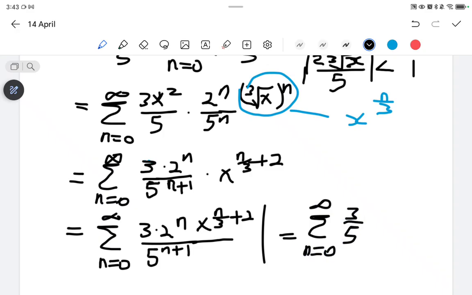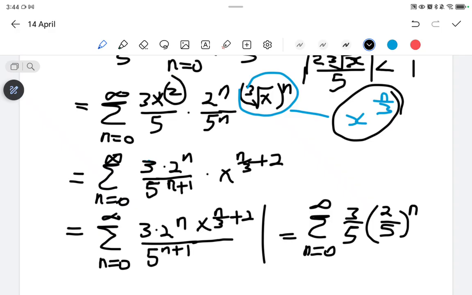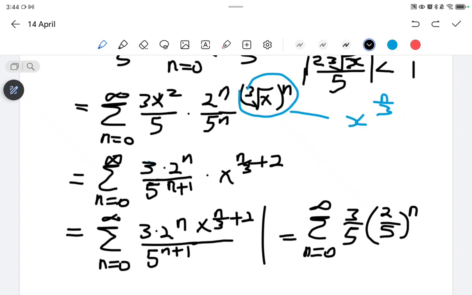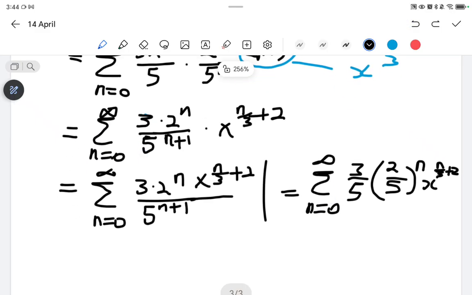Sorry. Yeah? How did you get n over 3 plus 2? Where does that 2 come from? Which 2? More x to the power n over 3 plus 2. Then the 2 is coming here. Okay. If I keep the base and add the exponents. So you can still put it anyhow. Someone could decide to put it like this. Right, you can still put it anyhow.